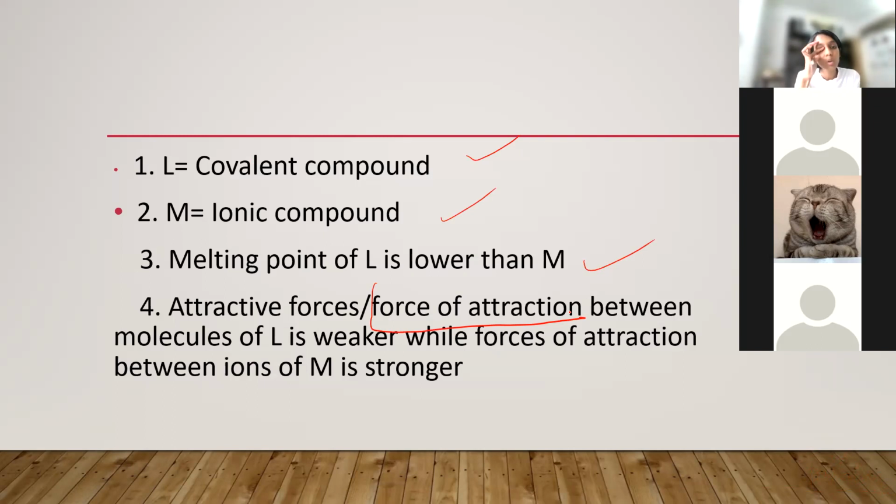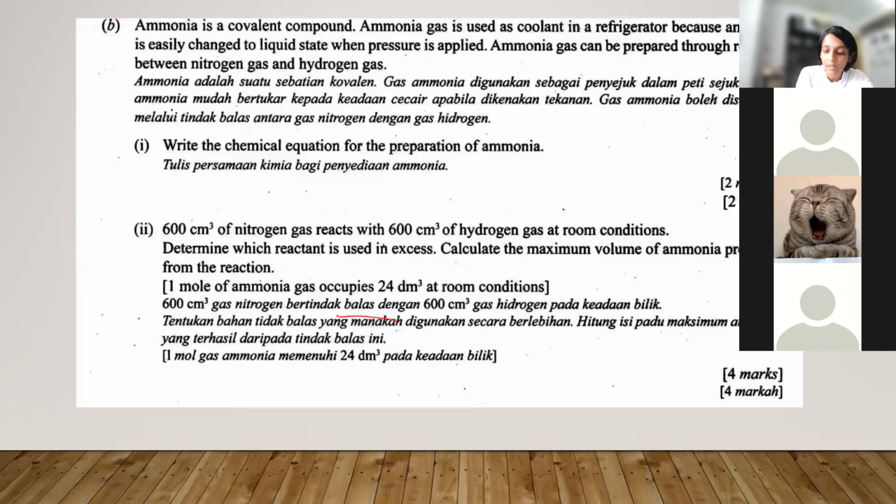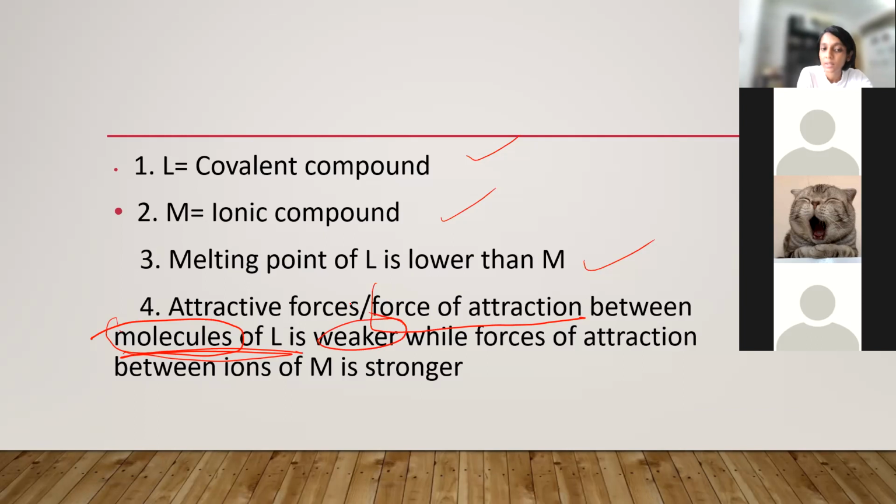You know your L is a covalent compound and it's molecule. So most students actually said forces of attraction between L is weaker. They forget to put the molecule, no marks. You must have molecules of L, and I must have the keyword which is weaker. Forces of attraction can only be weak or strong. It cannot be high, it cannot be low, no way.